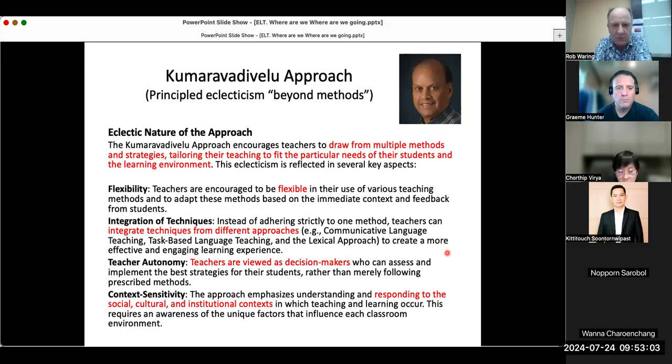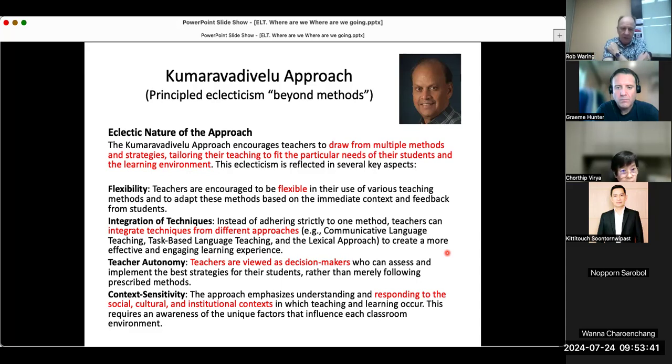So one of the main principles behind his beyond methods approach is to, and I'm going to be reading the red text here, draw from multiple methods and strategies. Not just choose one, not just CLT, not just CLIL, not just this. To draw from multiple methods in principled ways to tailor the teaching to fit particular needs of students in the learning environment. So this involves teachers being flexible and integrating techniques from various approaches. So you may take something from CLT, something from lexical approach, something from TBL, depending on your situation.